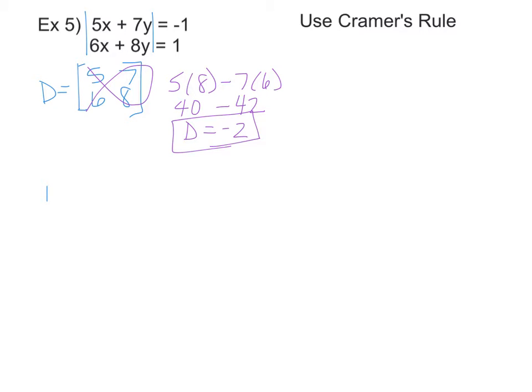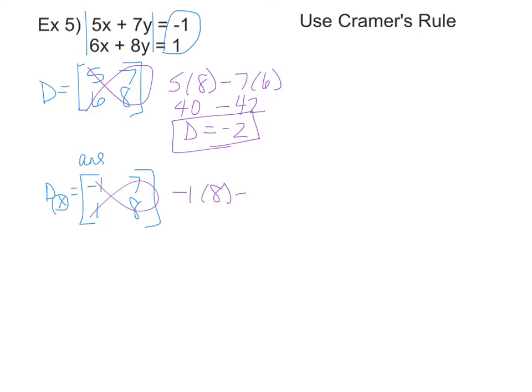Then we're going to have our determinant of x. Now remember, whenever I solve the determinant of x, the y column stays exactly the same, but because x is what I'm trying to find, I'm going to put my answer in that column. So -1 and 1, so your answer goes in the column that you're trying to figure out. Then you find that determinant. So I have -1 times 8 minus 7 times 1. So -8 minus 7. The determinant of x is -15.